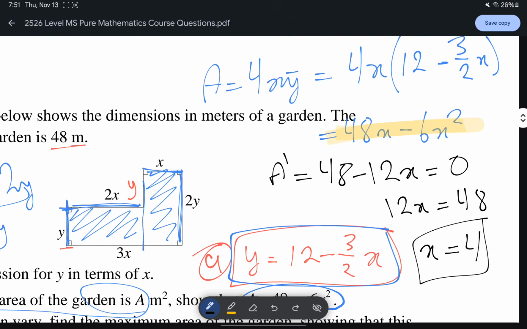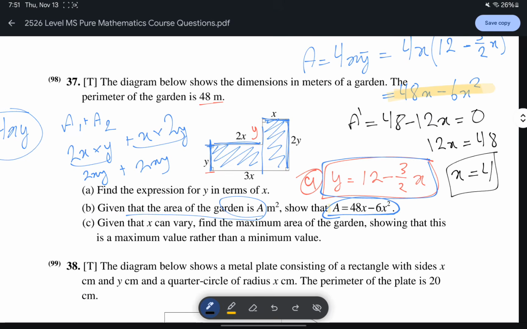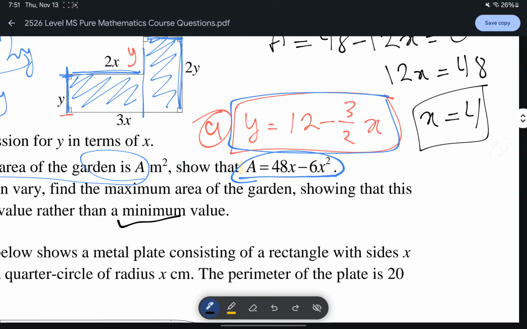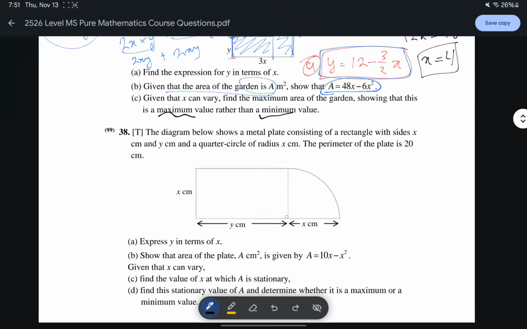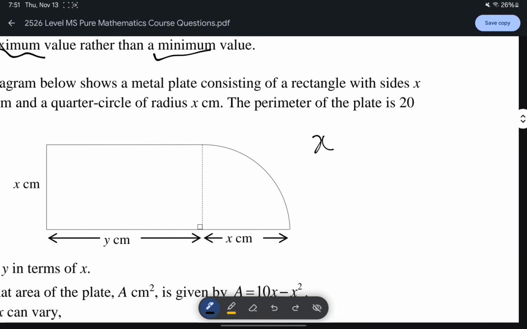Okay, so now we have our x. We need to show that this maximum is not a minimum. Okay, we need to prove it. So we'll do our table of variation. I'll do it here, we have space. I'll do this x and then our y prime, or our area, you could call it whatever. So here we got 4. This gives us 0.